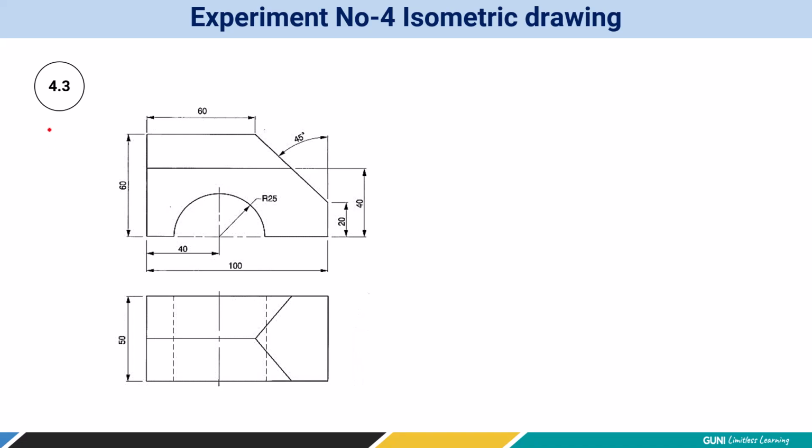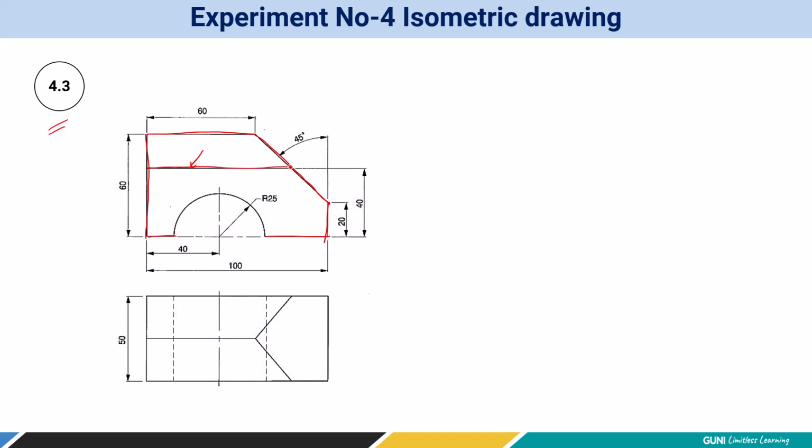In this exercise 4.3, let's try to create an isometric view of given orthographic views. Now if you look very carefully, there is an inclined surface over here, right? Other than that, all the lines have certain dimensions which can be useful to draw in isometric view. But what about this line?